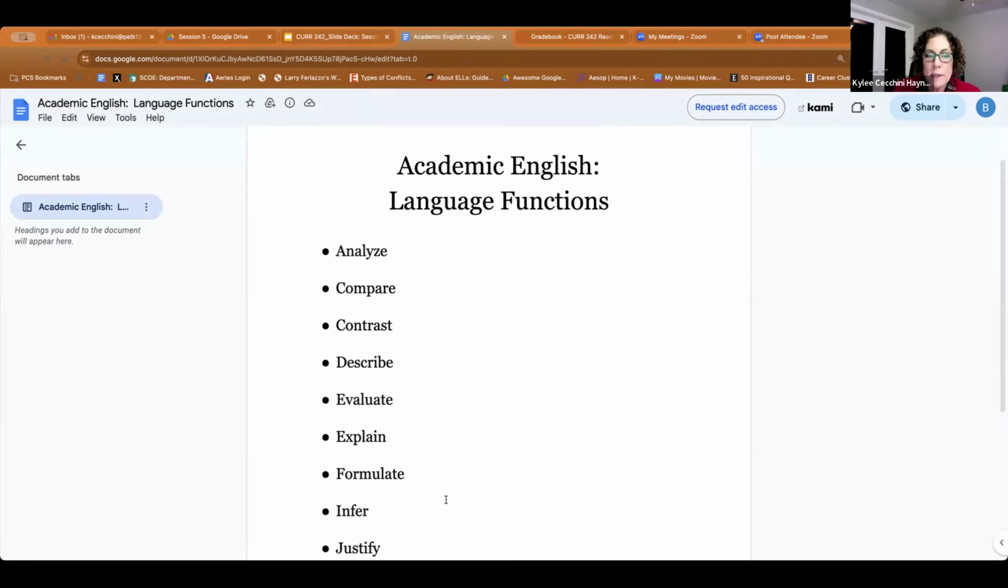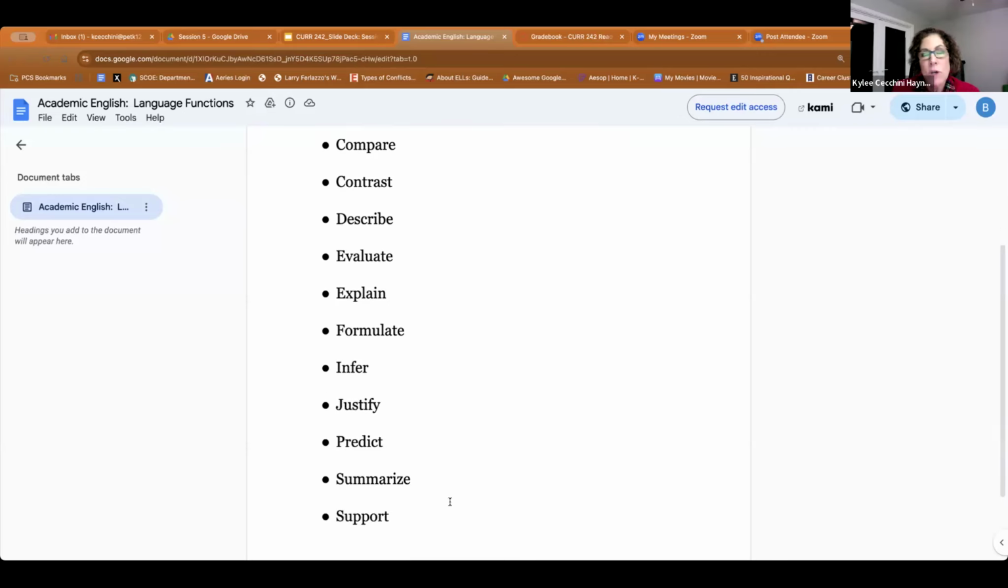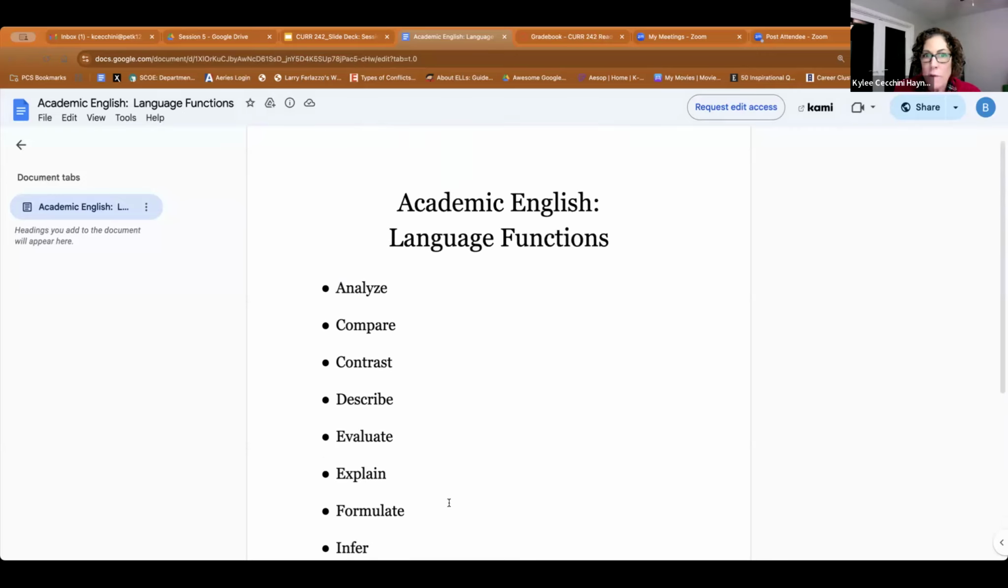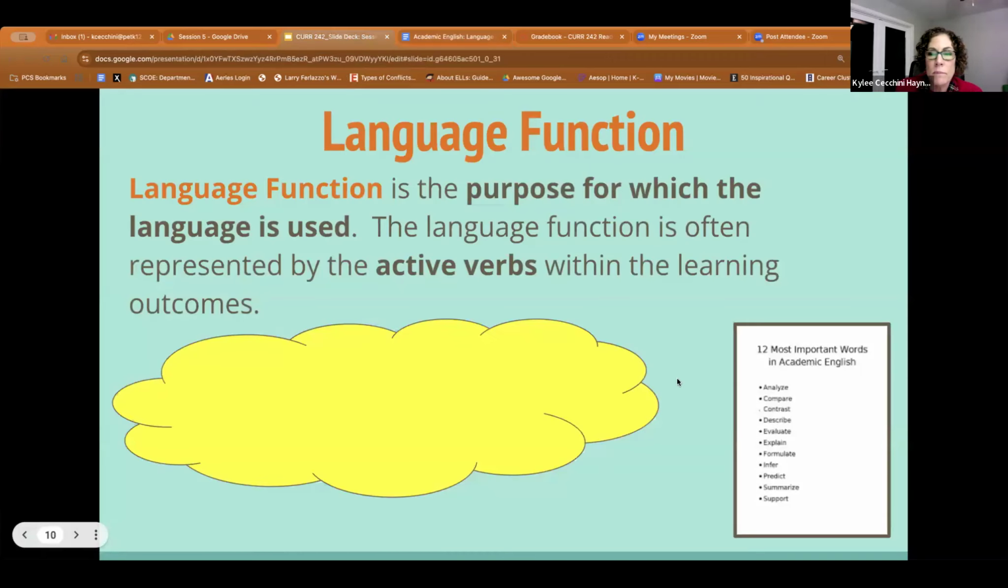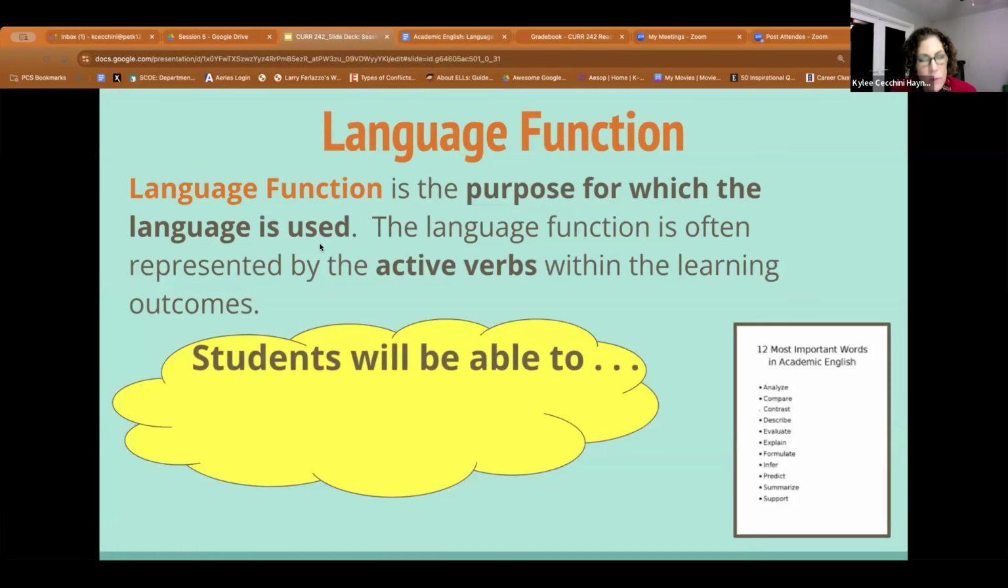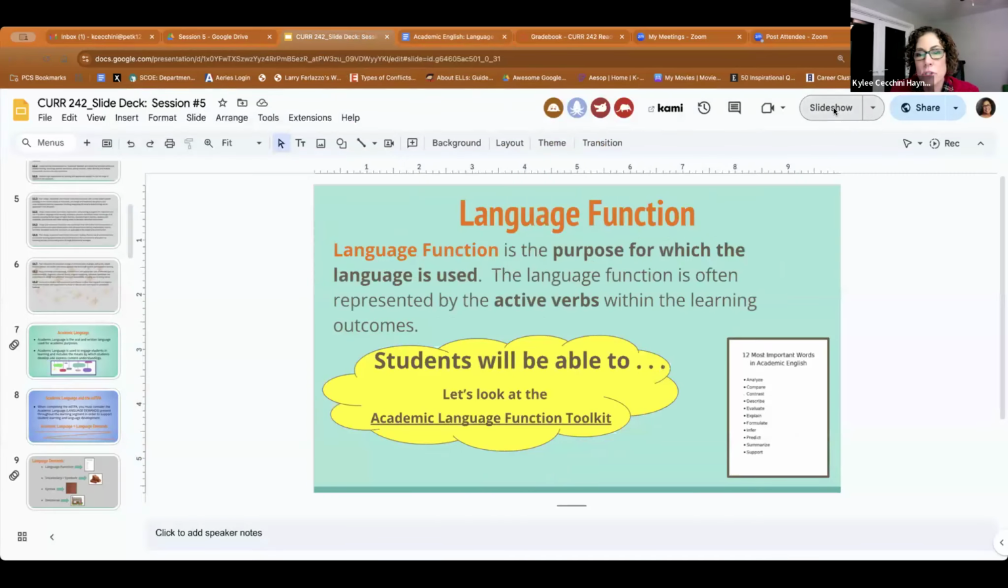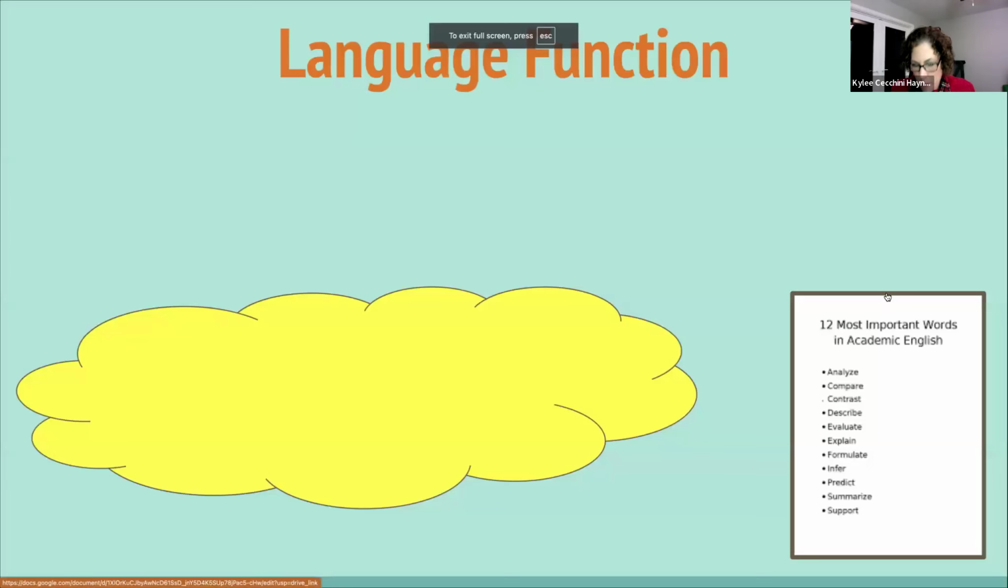What you will not see, math teachers, is "solve" on this. Solve is not a language function, and I will go into that a little bit more, okay? You know what? I want to get back into the slideshow so that works like this. Okay.